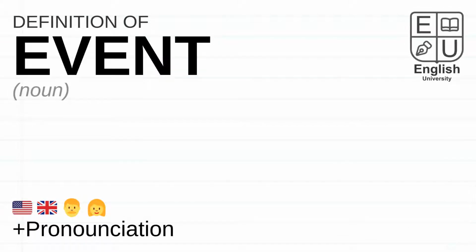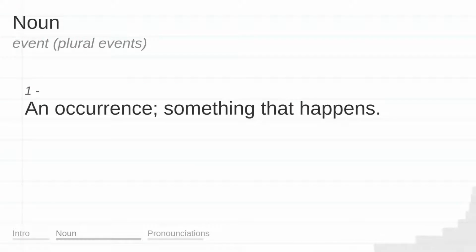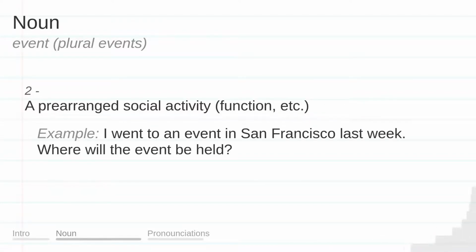Definition of the word "event." Noun. An occurrence, something that happens. A prearranged social activity, function, etc. Example: I went to an event in San Francisco last week.